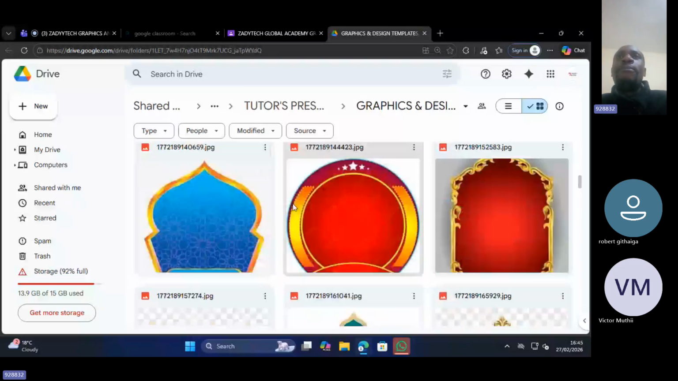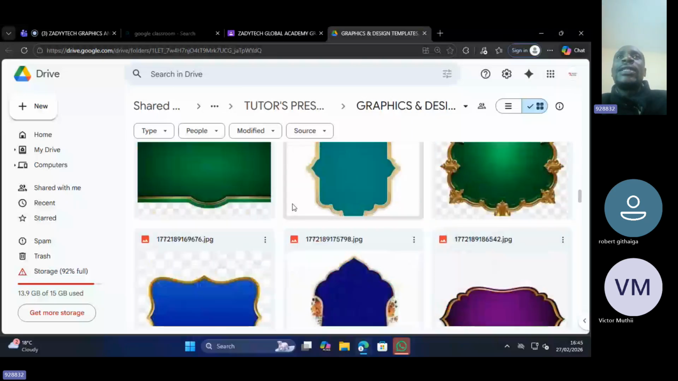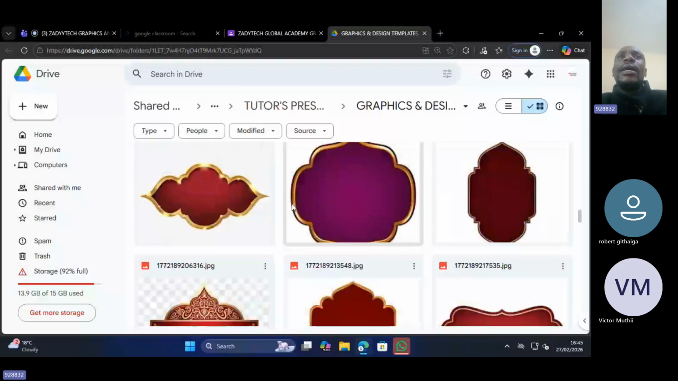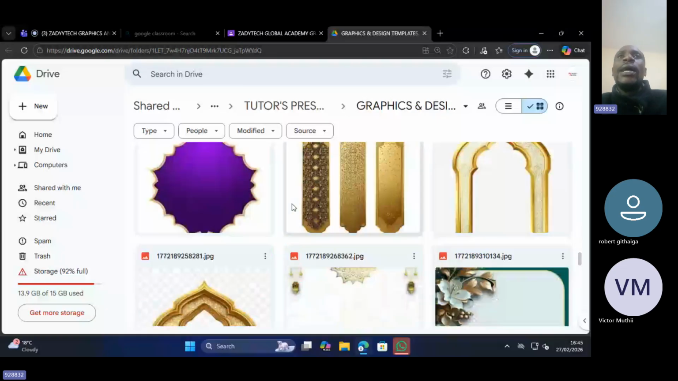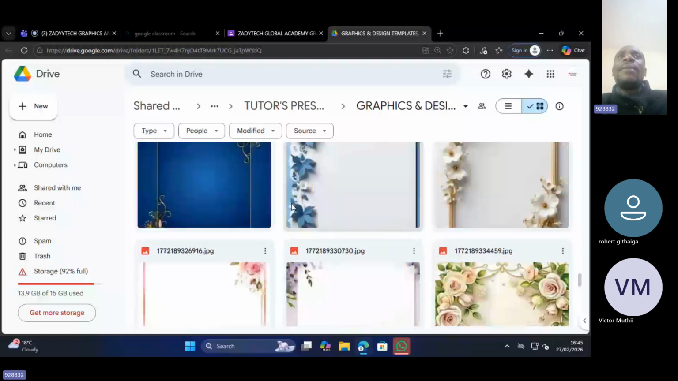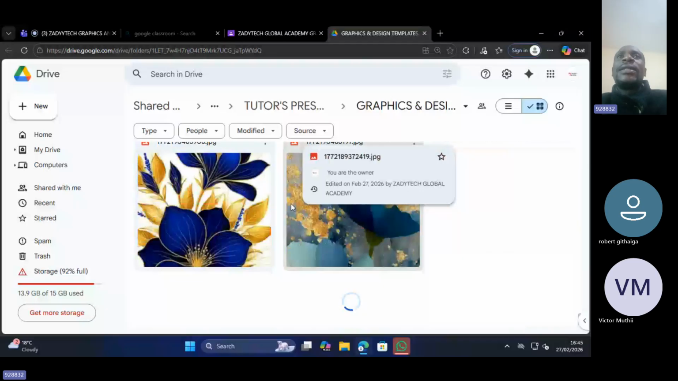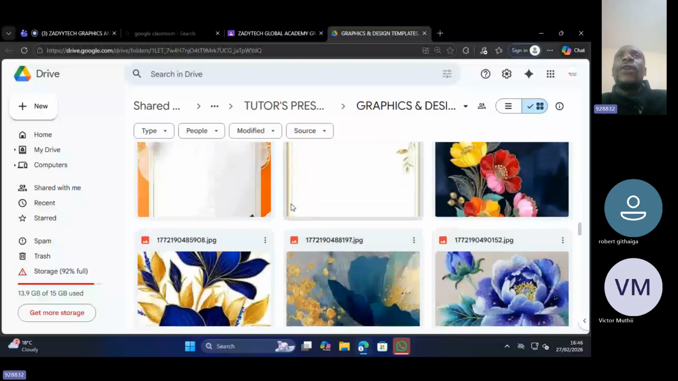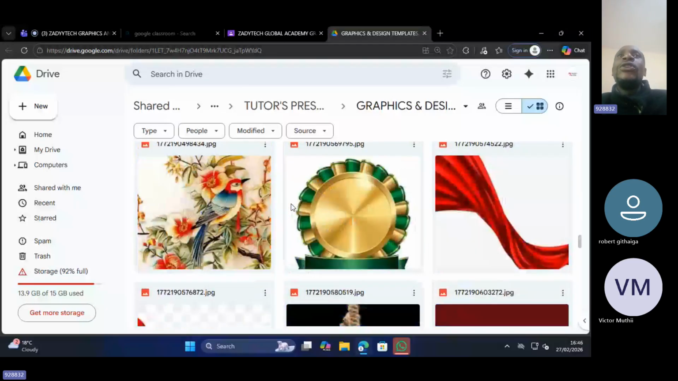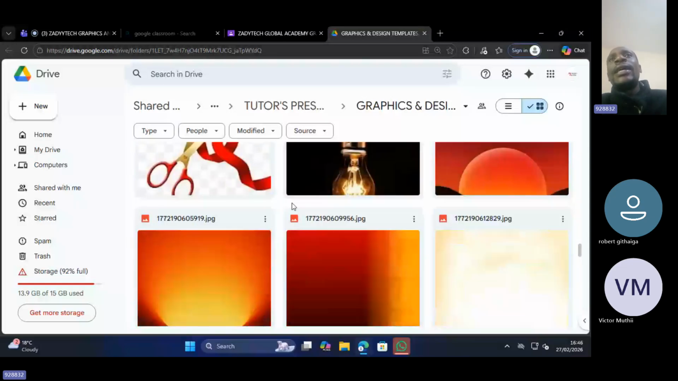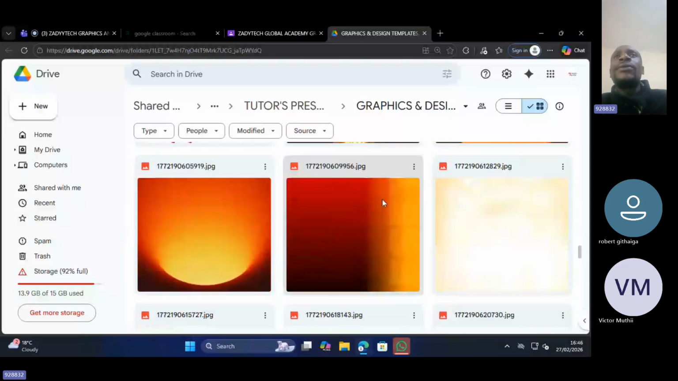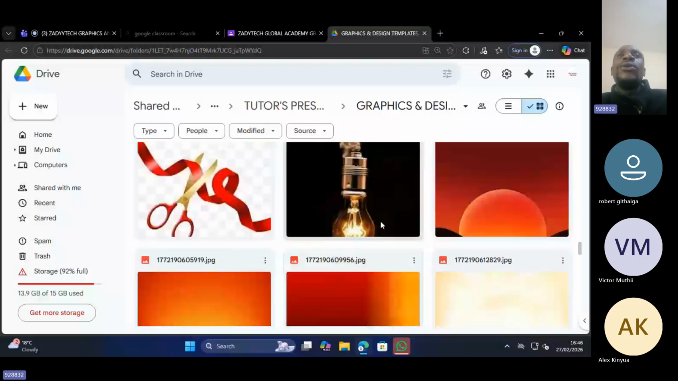You can see how beautiful they are. Yes, those are some of the templates that you can use. Simply use some of the icons and some of the designs. Others are templates, some are designs. Yes, some are very good flowers there. You can see different kinds of designs and different types of backgrounds there. You can use them in your design.